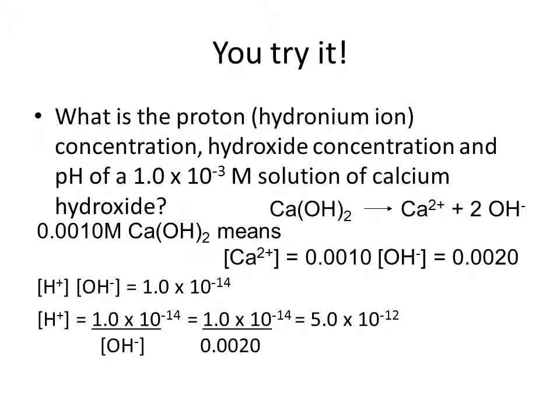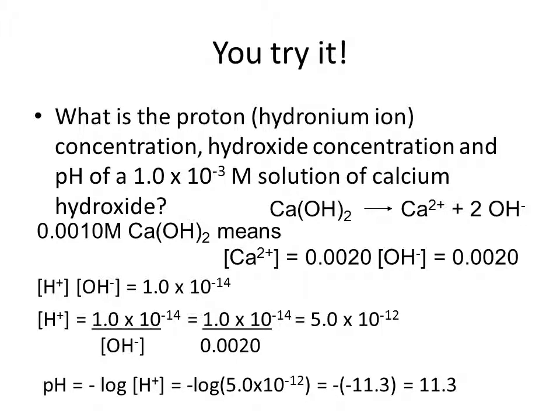The only thing I have left to get is my pH. To get my pH, I'm going to use pH is equal to negative log of proton concentration. So I look at my numbers and I determine which one of those is my proton concentration. And I see that my proton concentration is 5 times 10 to the minus 12. So I take the negative log of 5 times 10 to the minus 12, and that gives me 11.3.